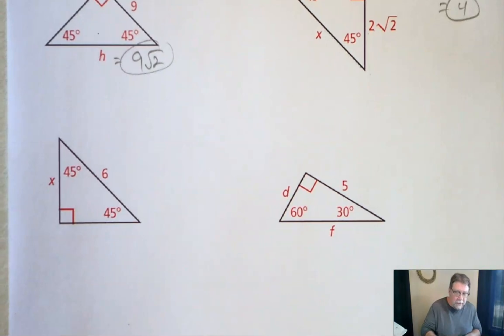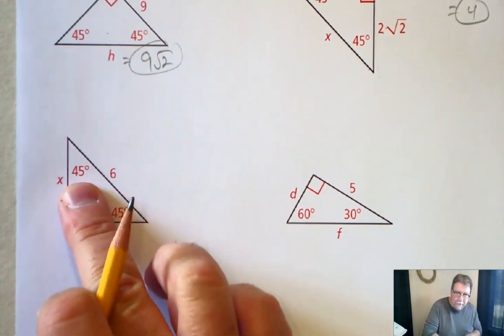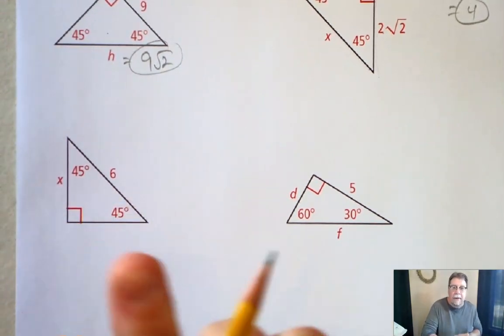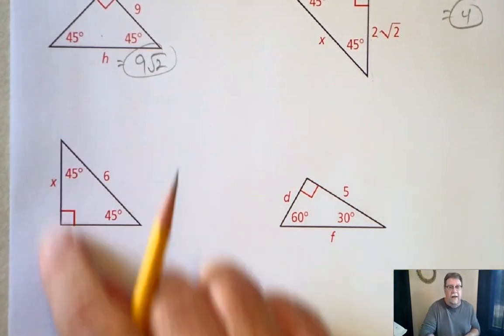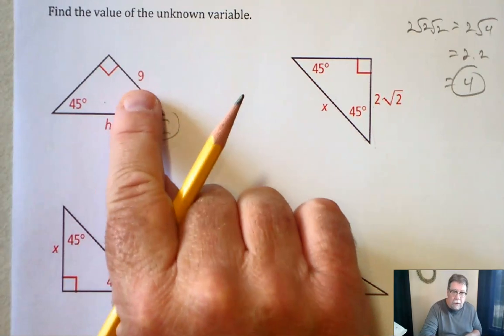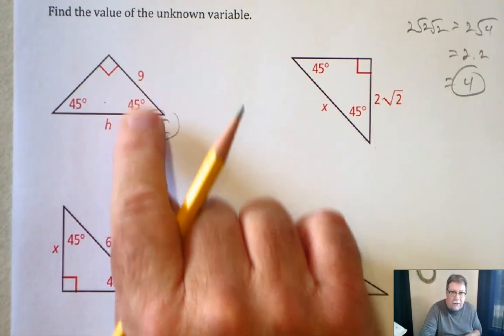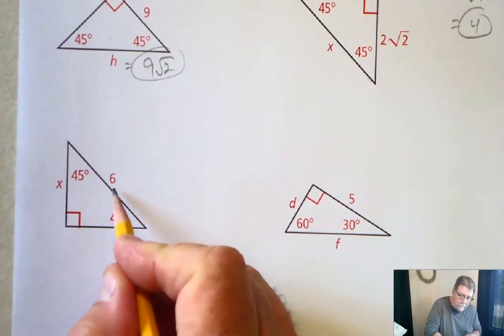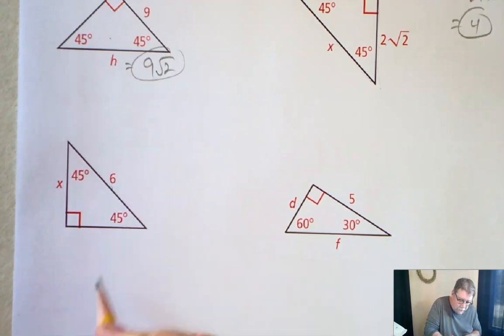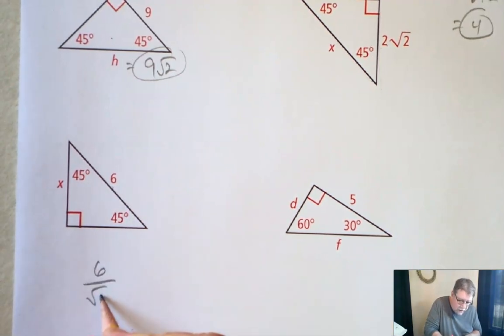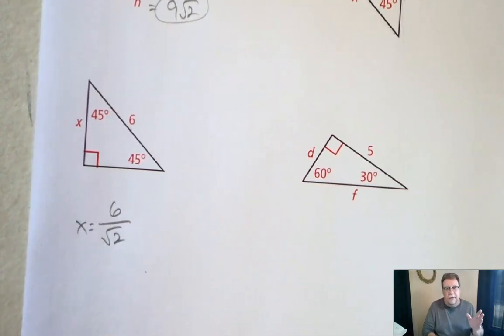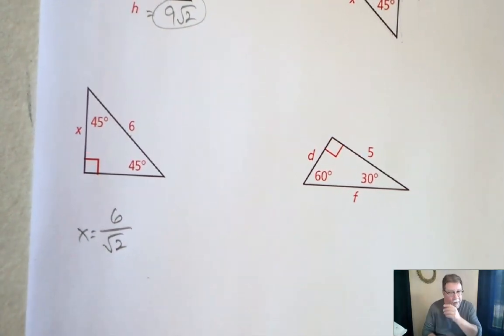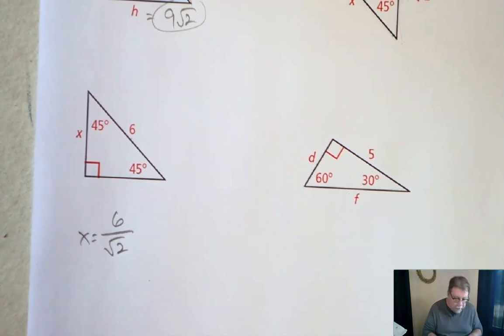A couple more examples. Here's another 45, 45, 90 triangle, but this time I give you the hypotenuse and ask you to find the length of the leg. Well, as in multiplying the leg by radical 2, wouldn't it make sense to divide the hypotenuse by radical 2 to get the length of the leg? So there's our answer, but we, of course, have to rationalize that, simplify it. We can't have a radical in the denominator.